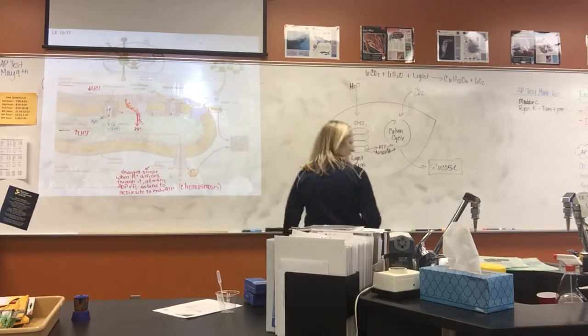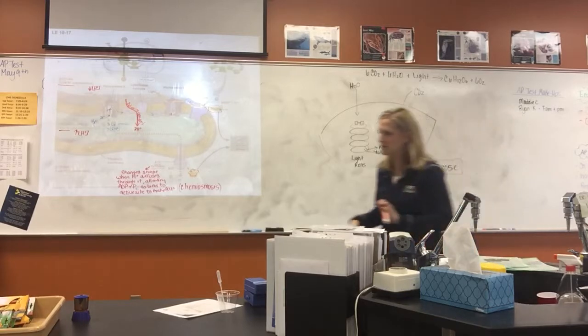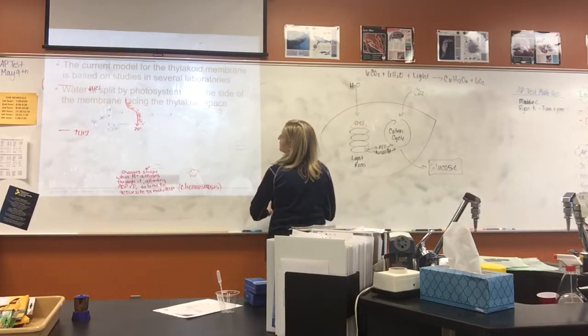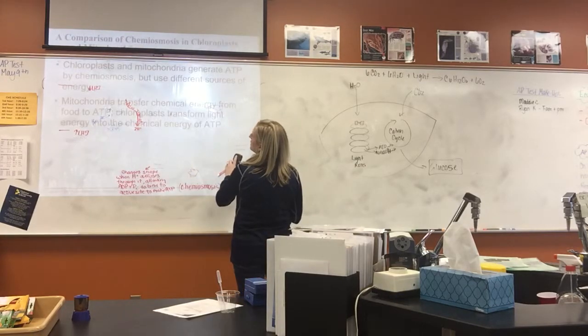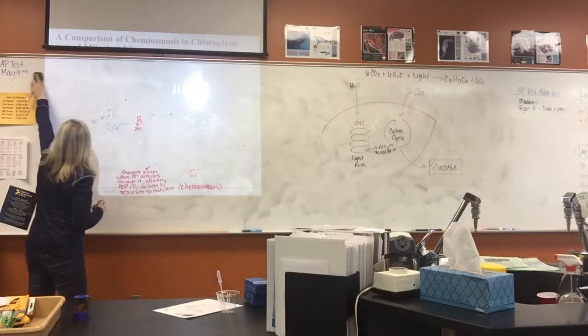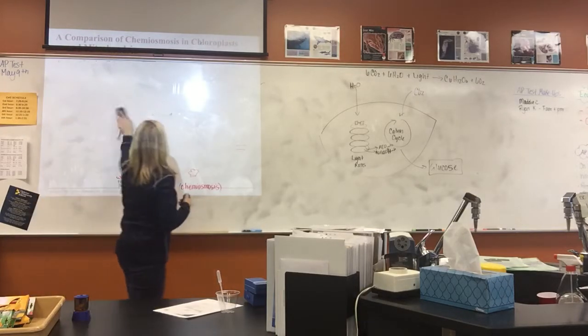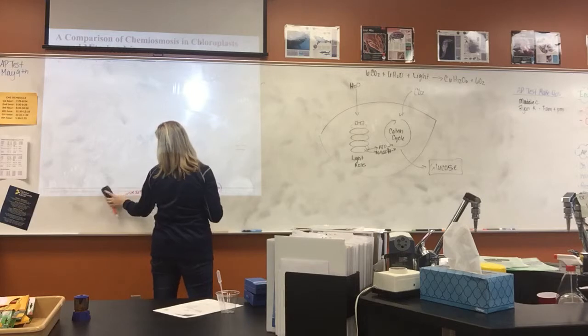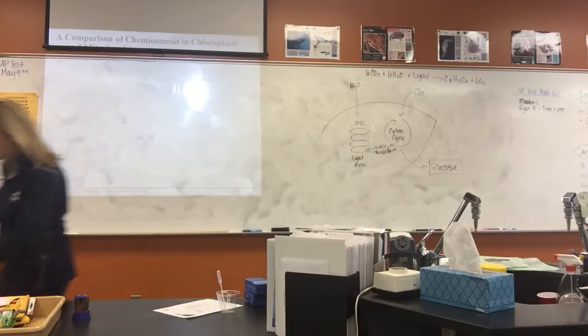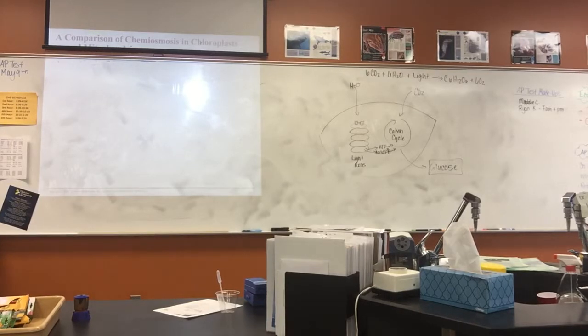So now we're going to go back to the part that we skipped. But we're just going to go back to this one. All right? We're not going to go all the way back to where it says cyclic, because we still need to understand that the best. You need to kind of understand the Calvin cycle first. So go back to where it says a comparison of chemiosmosis in the mitochondria and the chloroplast.